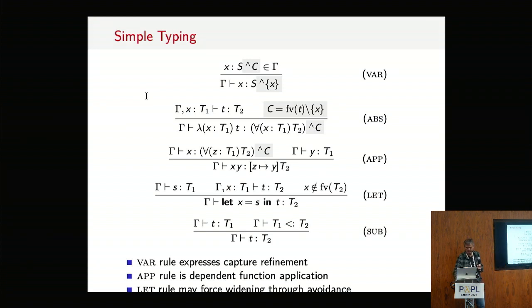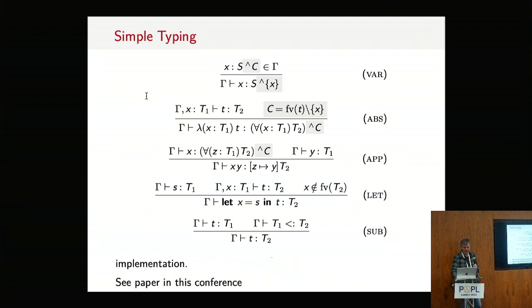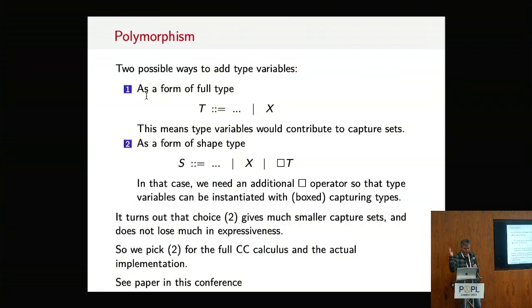And there were some challenges in making it generic. So the full system is in our paper that appeared at TOPLAS and was presented here, but the observation for how to get generic systems is worth a second look. So to add generics to the system, you have essentially two choices.